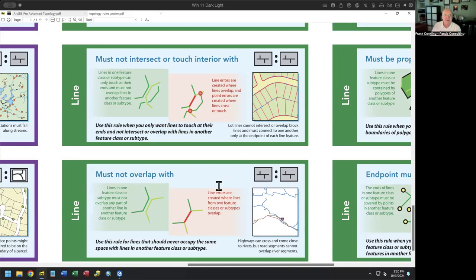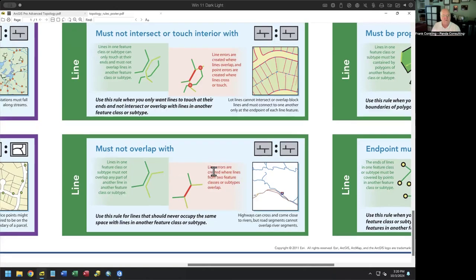Next one, must not intersect or touch interior with. And again, line to line. And this is a combination of must not intersect and must not touch interior. Again, a little bit more sophisticated as far as what it's coming with.